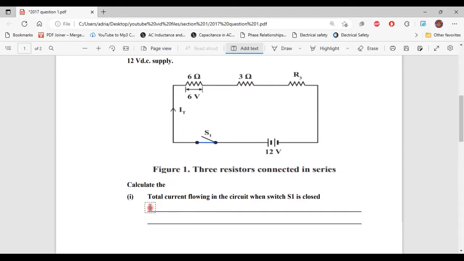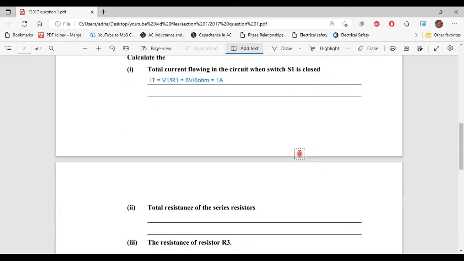So it means that IT is equal to, not VT, but V1 divided by R1. And that is 6 volt divided by 6 ohm. And that will give us 1 amp. And that's it for the total current flowing in the circuit when switch S1 is closed. All right, so let's move on to part 2 now.